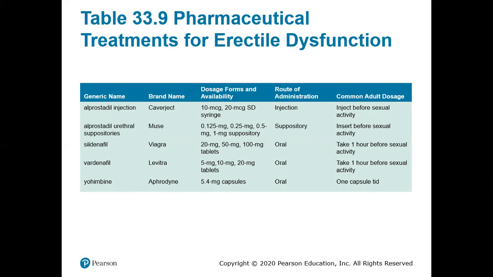Table 33.9 details the pharmaceutical treatments for erectile dysfunction. This is found at the bottom of page 574. And as you can see, there's more than just the 3. The Caverject and the Muse. Caverject, you can see, is an injection. That injection is given directly into the penis. And the Muse is listed as a suppository that is also inserted directly into the penis via the urethra. So that's why it's a little more invasive. Most people are going to try to stick to the oral options.